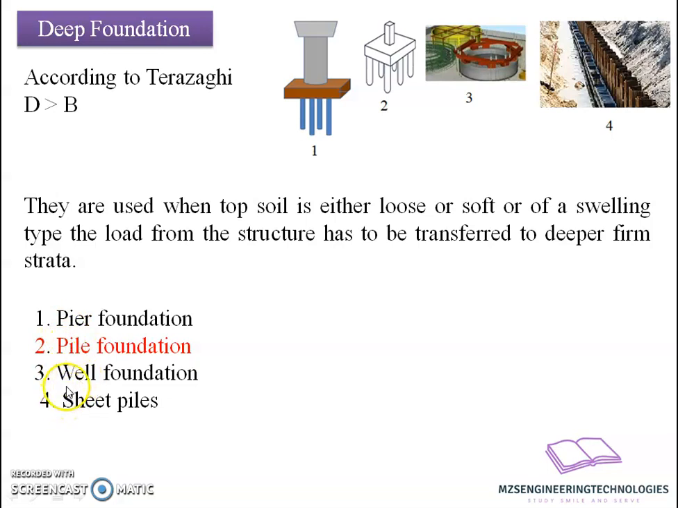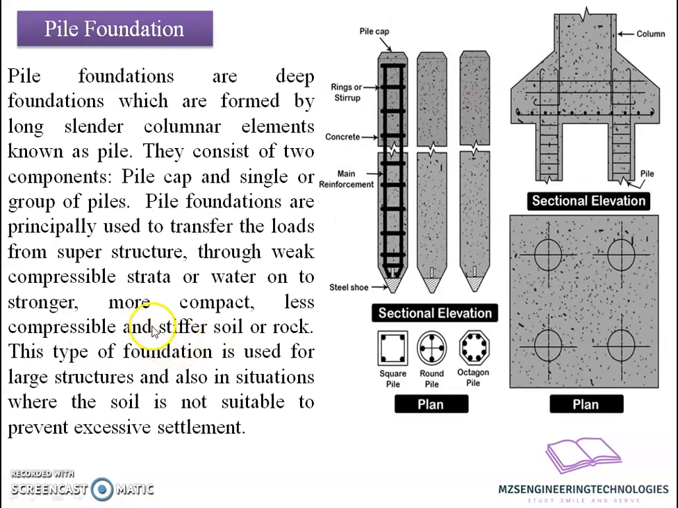Our chapter will concern the design of all these four types of foundation. At the initial level, let us begin with the discussion on pile foundation. What is a pile foundation? A pile foundation is a deep foundation which is formed by a long slender columnar element known as a pile. The vertical element shown on the PPT here has a shoe end at one side and a broader end on the other side, named the pile cap, and a steel shoe at the edge. So this end is the bearing end, and this end is the loading end.